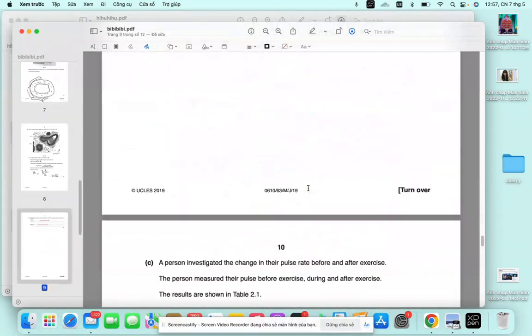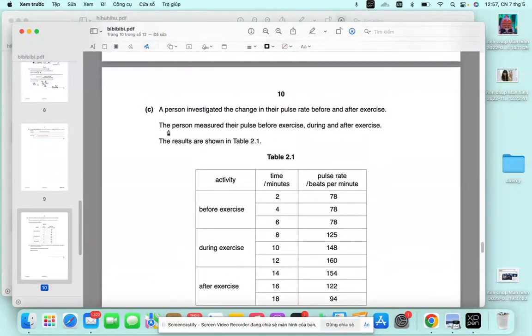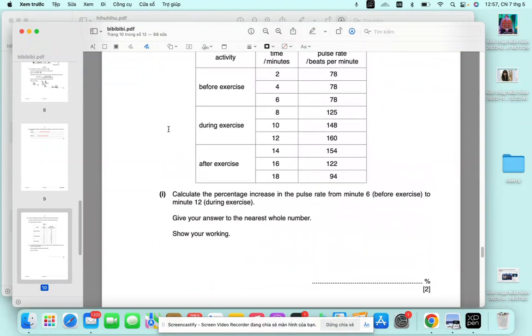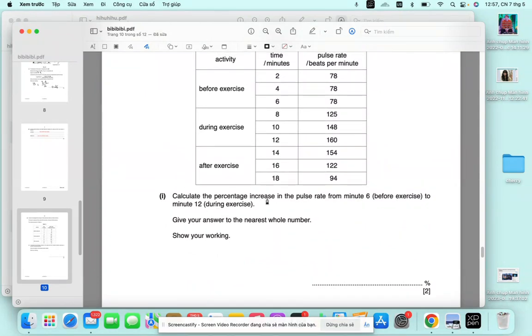Ooh, I hate summer. A person investigates the change in the pulse rate before and after exercise. Calculate the percentage increase in pulse rate from minute 6 to minute 12. Okay, so minute 6 and minute 12, before exercise and during exercise. So we have 160 minus 78, over 78, times 100.